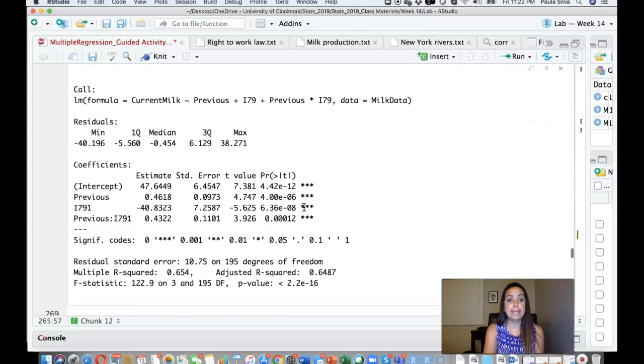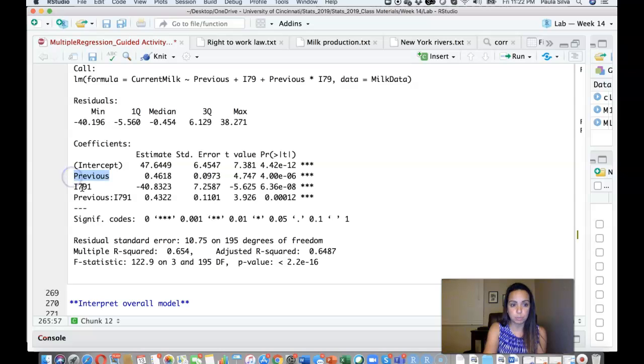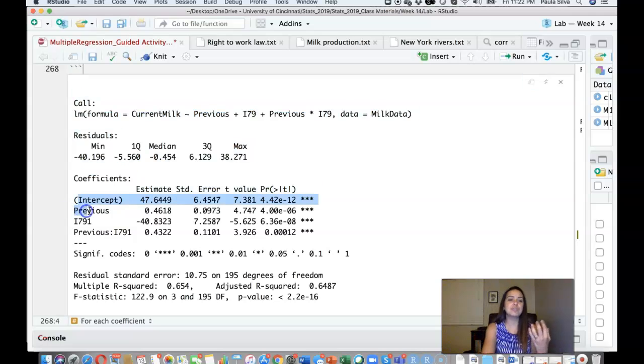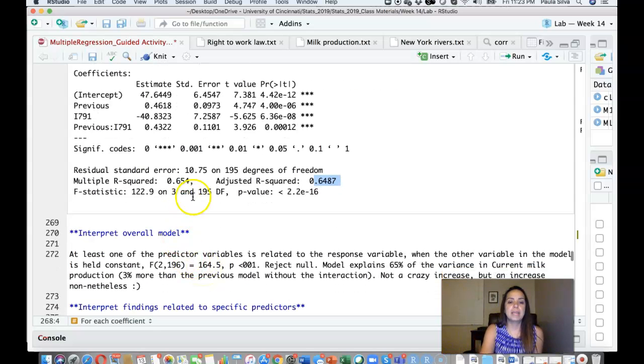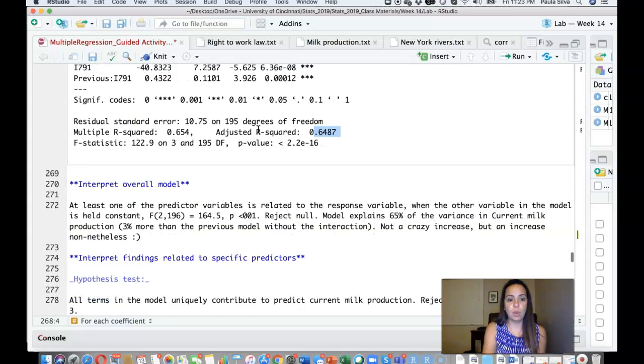All right, so here is our model. Note that these two continue to be significant. When we fix the slope, there is still a contribution of this, there's still a contribution of this. But even after we fix the effect of previous and the effect of I79, the main effects, you still have an effect for the interaction. All right, that's reliable. The model is also reliable, but now instead of explaining just 62% of the variance, it's explaining a little bit more, 65%. And again, we're not penalized much for introducing one additional predictor because it's helpful, because it's statistically reliable. So let's interpret the overall model first.